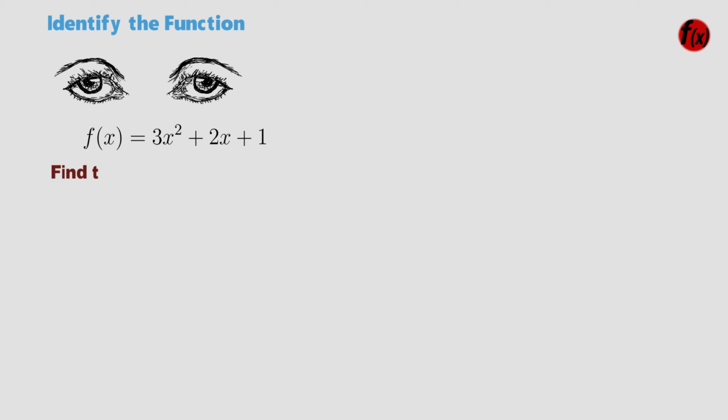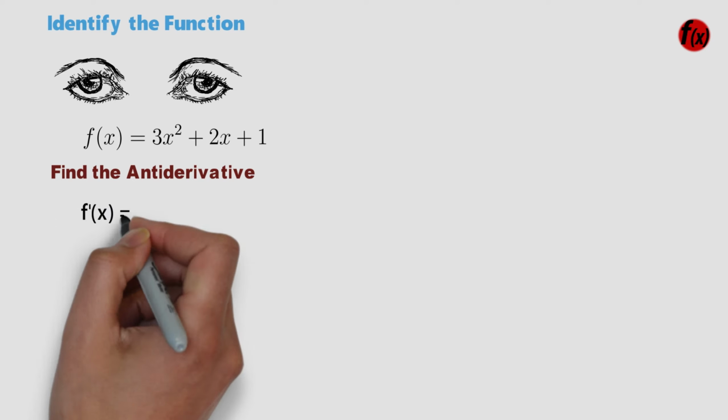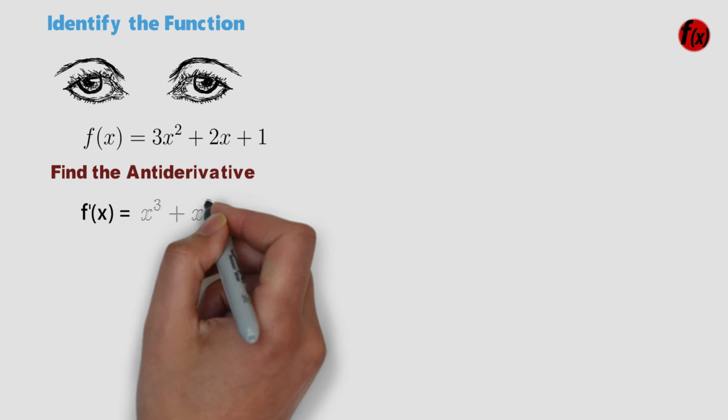Step 2. Find the antiderivative. Now, you need to find the antiderivative of f(x). Think of it as finding the original function before it was differentiated. The antiderivative of 3x squared is x cubed, the antiderivative of 2x is x squared, and the antiderivative of 1 is x, so the antiderivative of 3x squared plus 2x plus 1 is x cubed plus x squared plus x.